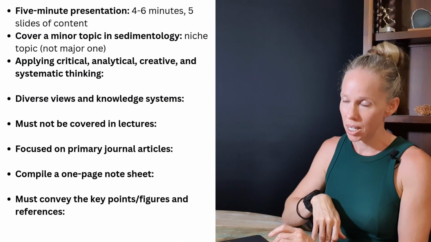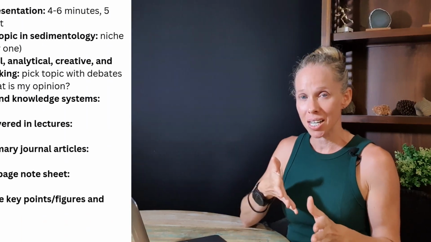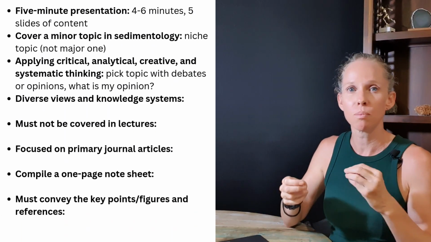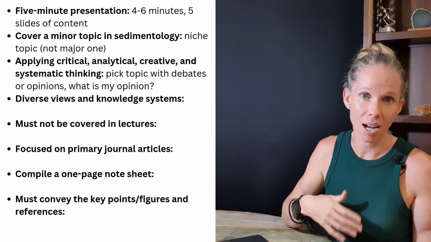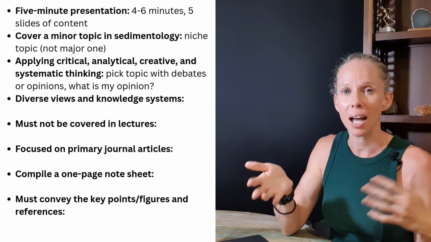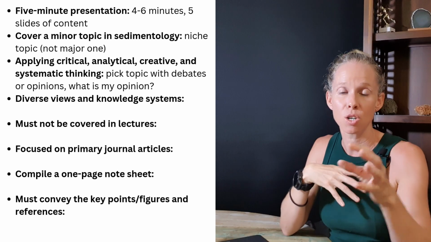The next one's a bit tricky. It says we need to apply critical, analytical, creative, and systematic thinking. But ultimately what that means is our lecturer doesn't want a presentation where we just explain something. They don't want us just to reiterate or restate information that's already out there. They don't want to listen to a dictionary. A great idea here is to pick a topic where there's multiple different sides to it, maybe an argument. They're the best because there'll be side 1 and side 2, and they'll both have examples or data to back each other up that you can discuss in your presentation.